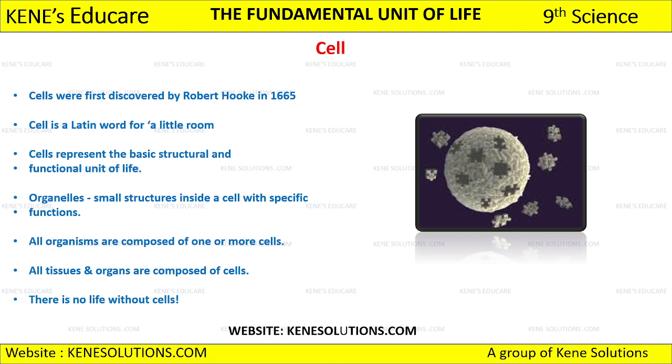And we know that any organism around us can be made up of one cell, or it can be made up of many cells, right? If it is made up of one cell, it will be a unicellular organism, and if it is made up of many cells, it is called multicellular. All the tissues and organs are composed of cells, and we all know that there is no life without cells, right?